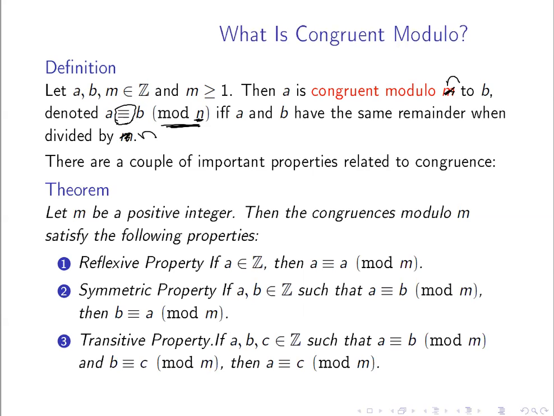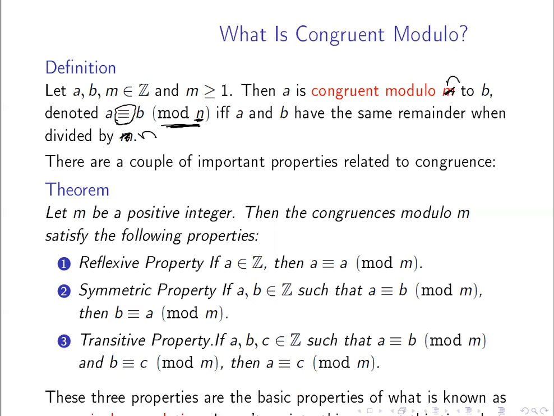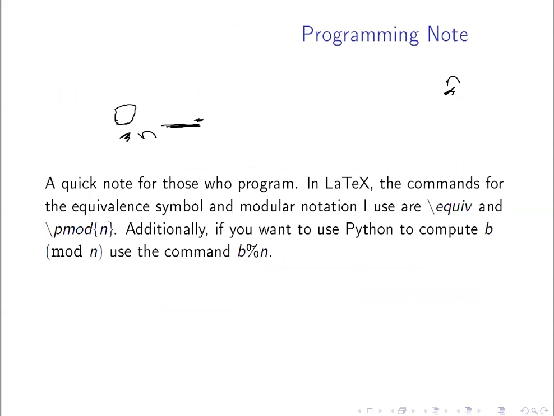The last one's actually an interesting one. If A is congruent to B and B is congruent to C, then A is congruent to C. Now, these properties make up everything we're going to work on, and these give us the idea of congruence classes that we can then work on and give us the modular arithmetic.